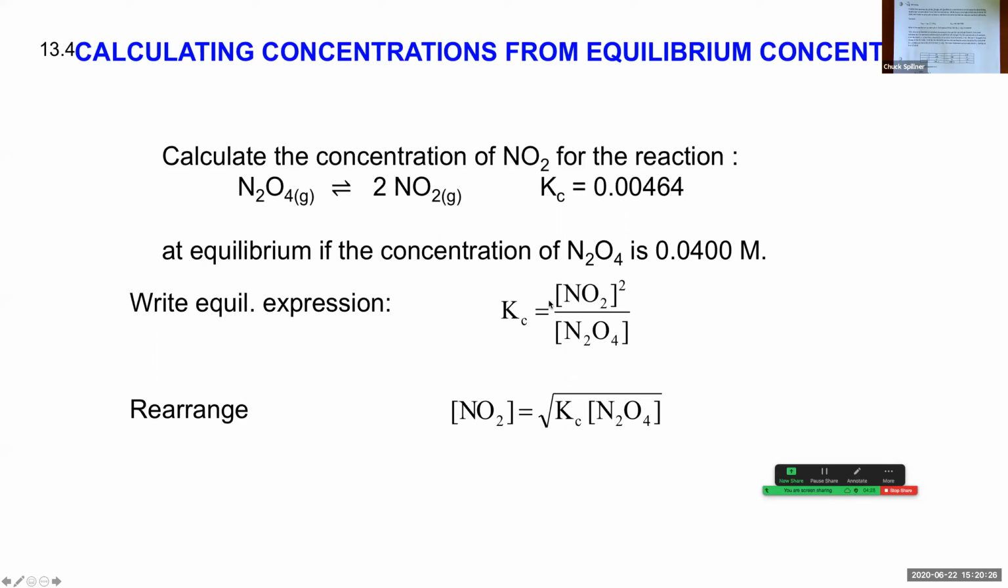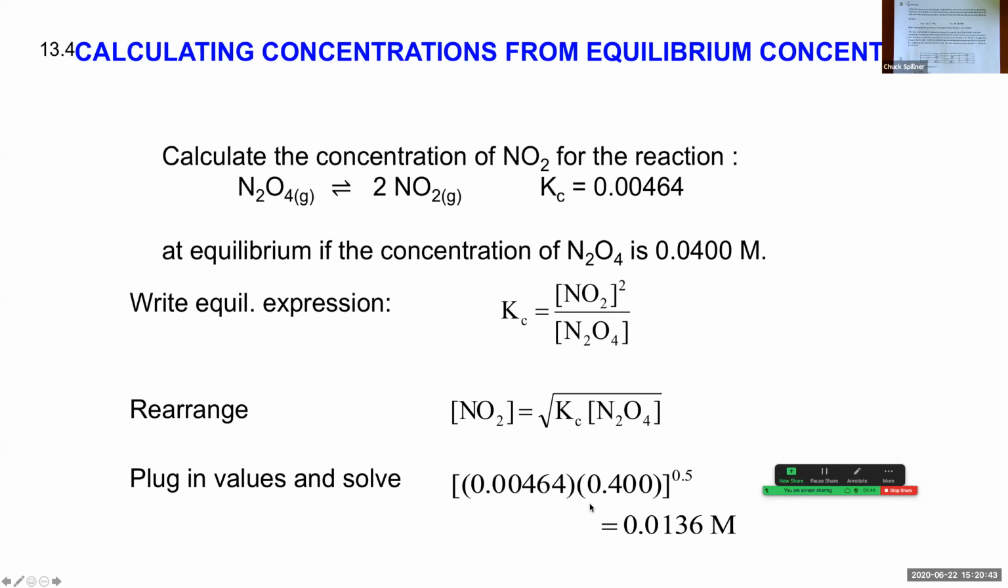What I did first was rearrange it to solve for NO2. We need to do a little algebra. We get NO2 squared is equal to Kc times N2O4, and then because NO2 is squared, we'll take the square root of that. We plug in the values and solve it, and we're going to get 0.0136. Many of these solutions require you to take the square root.